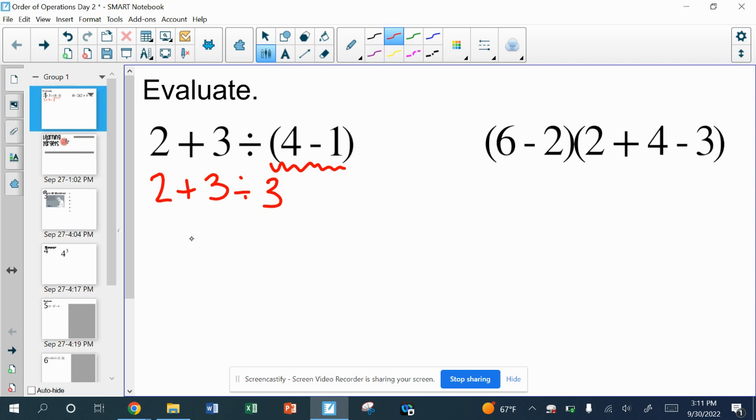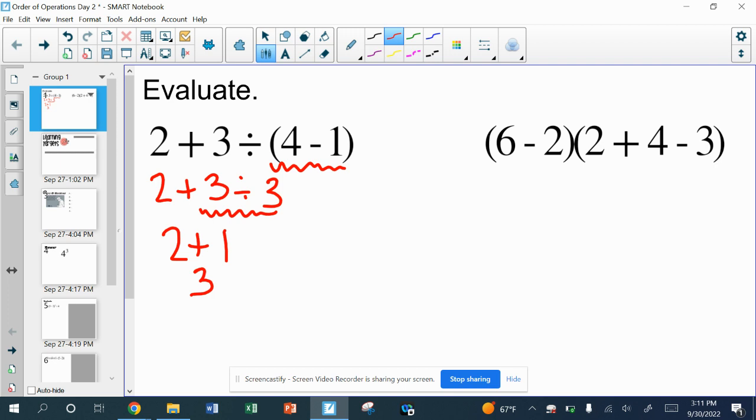I have to think about what operations are here, and I would have to do this division before I would do any addition. So I would still keep my 2. I would still keep that plus, but I would have to do 3 divided by 3, which happens to be 1. Now I can finally do 2 plus 1, which gives me 3.